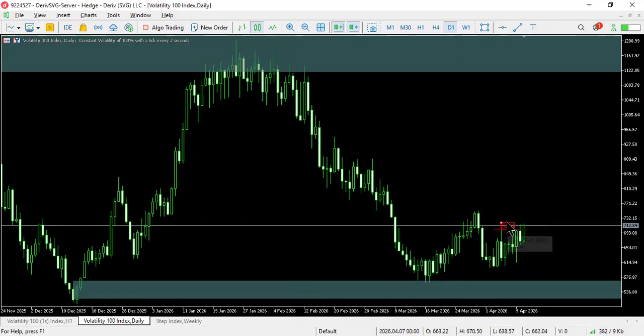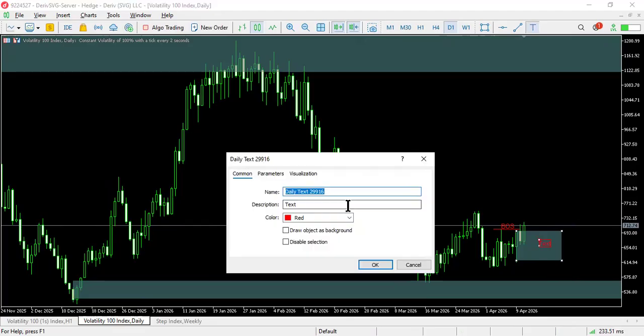So we have a break of structure right there. And then the order block which caused the break of structure, it is that order block from the daily time frame. So it's that order block right there.